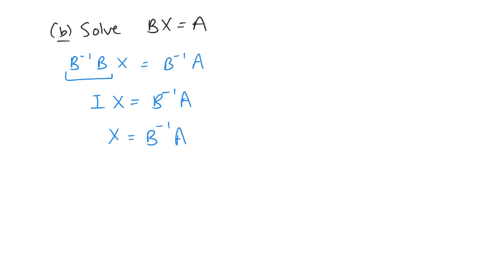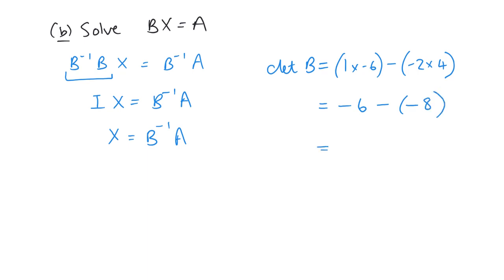So let's find the inverse of B. We'll find the determinant of B first of all. So that's 1 by minus 6 minus 2 by 4. So that gives us minus 6 minus 8, which is minus 14. So our inverse is going to be 1 over that. And then we change the numbers around. So the minus 6 comes up here, and the 1 goes down here, and we change the sign. So that becomes a 2, and that becomes a minus 4.